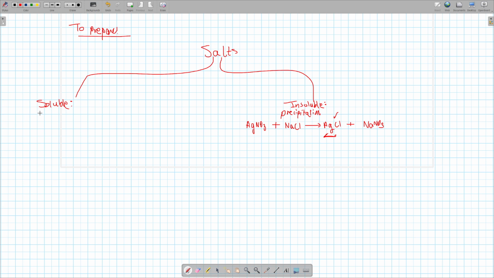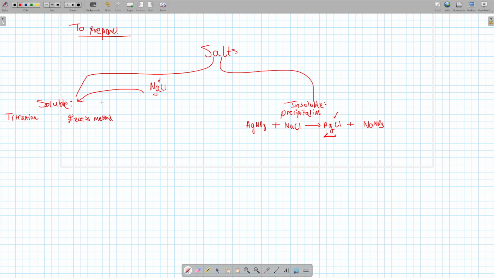Soluble, two methods. First one, titration, which is new. Unless you're lost in class, this is going to be the first time you hear it. And the other one, which is the excess method. Let me make this very easy for you. They tell you we want to prepare, for example, NaCl. You're going to ask yourself, is NaCl soluble or insoluble? We know it has Na, which is part of the big five, so of course it's soluble.